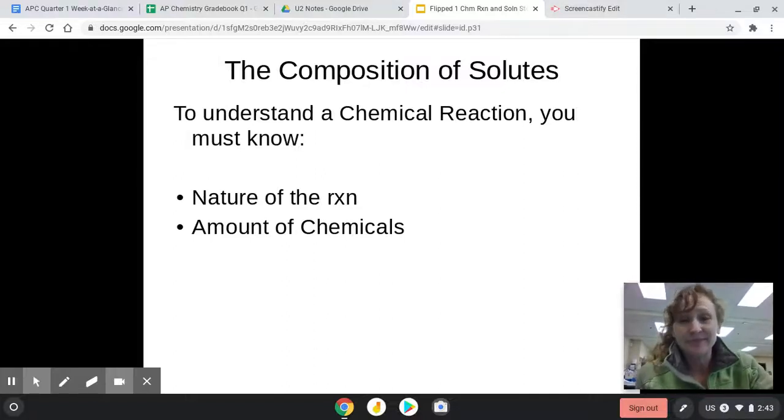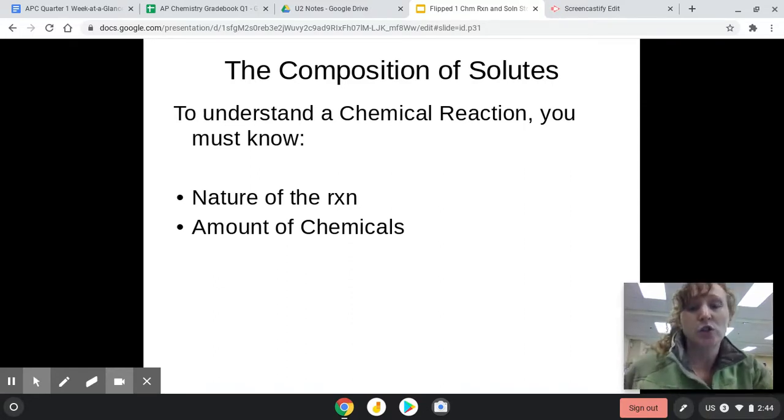Hey guys, this is chapter 4, and we're going to go into the next set of definitions here. When we're talking about solutions in chemistry, we want to be able to define the composition, because the composition, or how much solute to solvent is there, makes a big difference when it comes to reactions. So we want to be able to describe this.